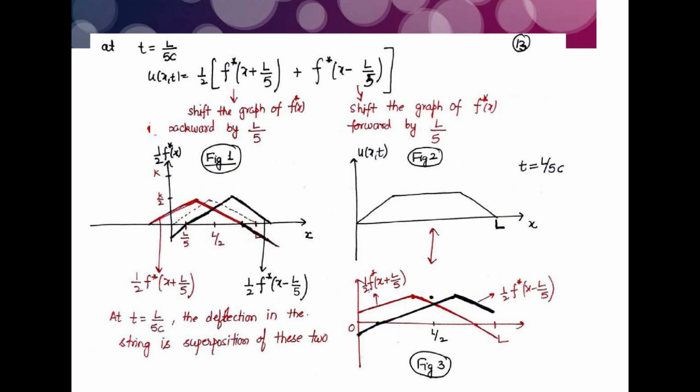Similarly at x equal to L, one is positive, another one is negative by the same amount. So again at L, deflection is 0. So you can see in figure 2, at x equal to 0 and x equal to L, the deflection is 0. The rest we just add these two graphs and finally we have figure 2 as the deflection in the string at time t equal to L by 5c. Similarly, we can take different values of time and just by superposition of these two shifted graphs, we can find out the deflection in the string.